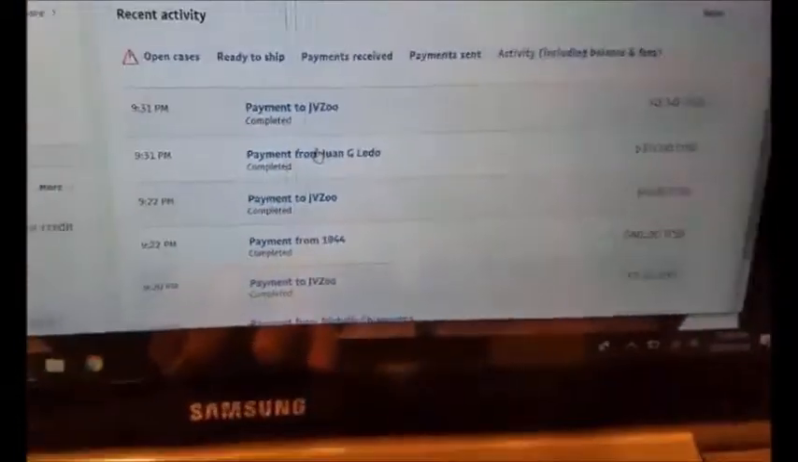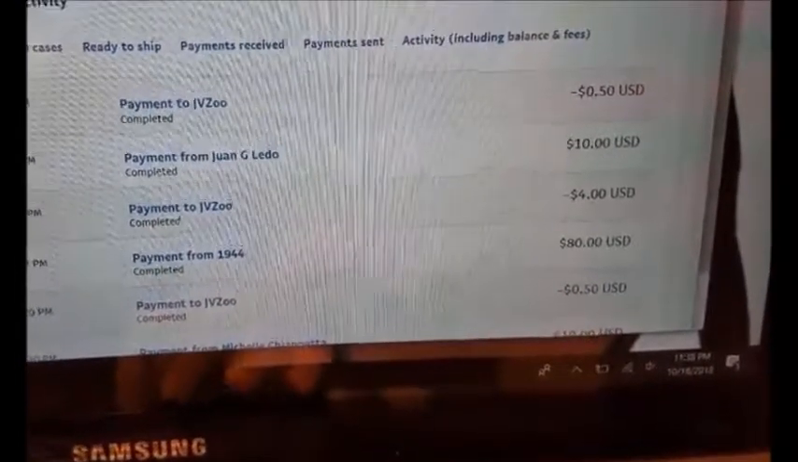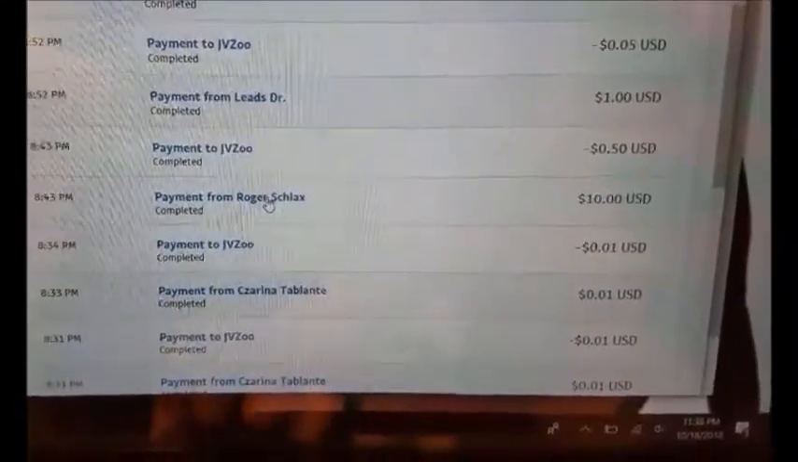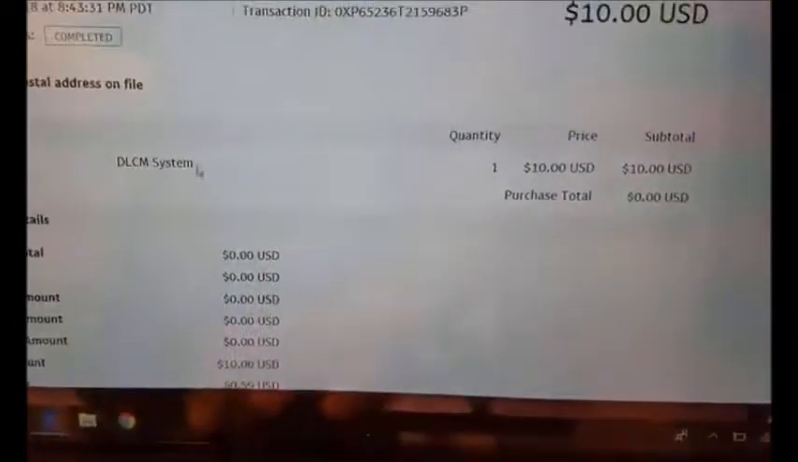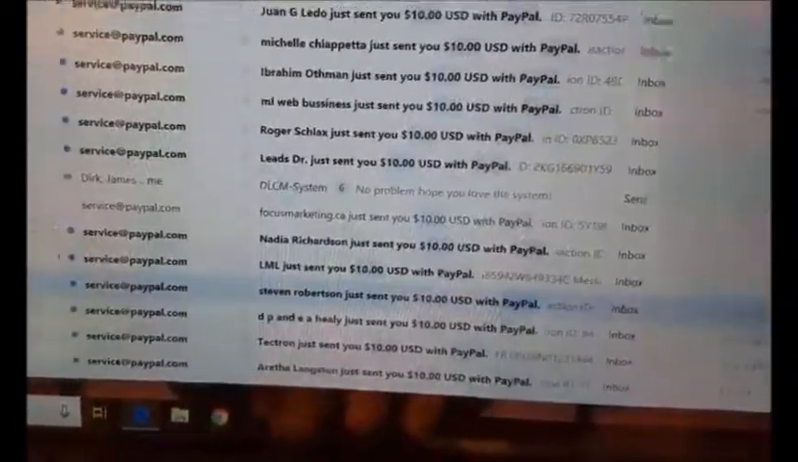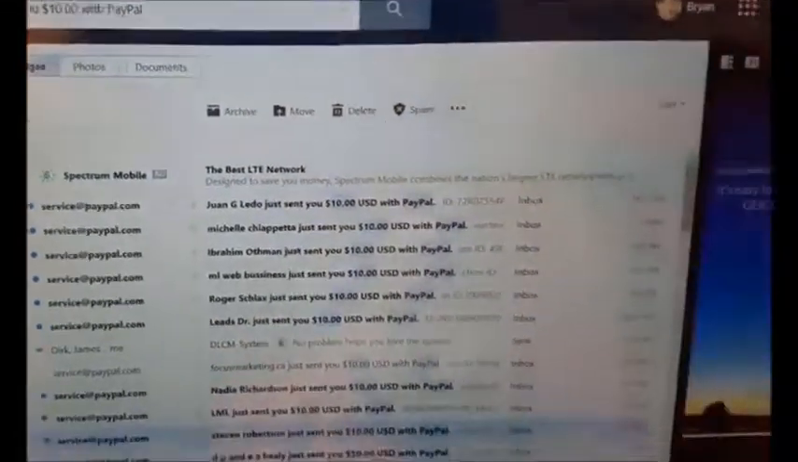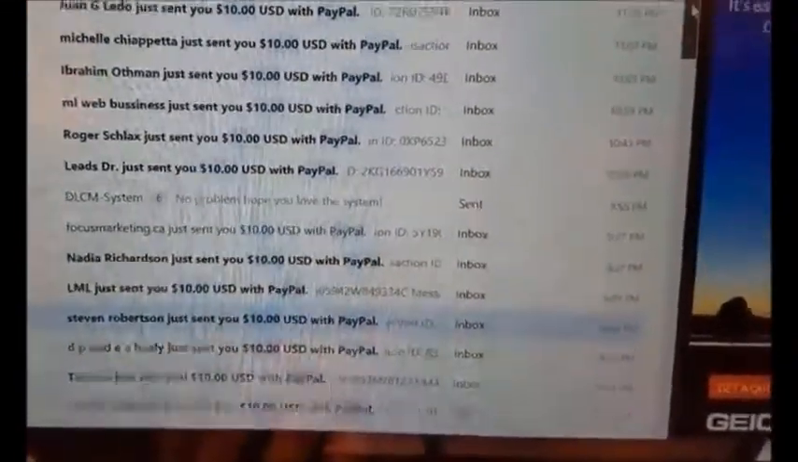You can see the sales coming in my PayPal account there. The $10 sales, there's some other sales in there, but the $10 sales are from Zippo Pay. And then you can see it's the DLCM system there. What you get with Zippo Pay, you can see the sales there throughout the day, all in one day, $330.